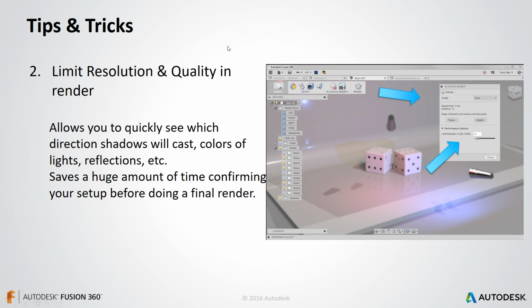Okay, the second tip I like to share, and not a lot of people know about this, is that you can limit the resolution or the quality in your render. Okay, and this is a great way to quickly see which direction your lights are casting from, how your shadows will look, do you see reflections, what's the colors of your lights, etc. And it takes a huge amount of time away from confirming your final render. So let me show you what I mean by this.